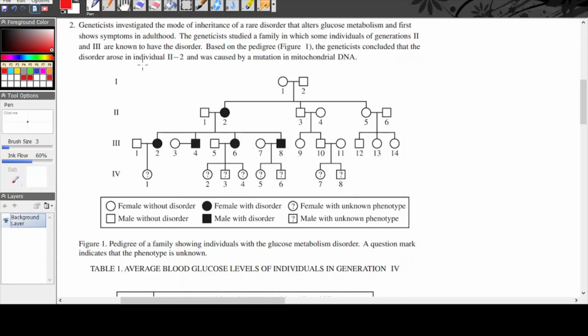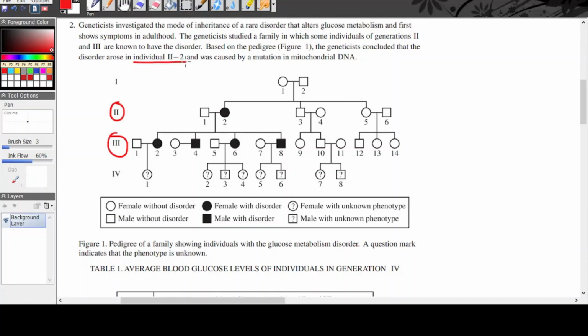Moving on to question 2. It says, geneticists investigated the mode of inheritance of a rare disorder that alters glucose metabolism and first shows symptoms in adulthood. The geneticists studied a family in which some individuals of generations 2 and 3, which are these, are known to have the disorder. Based on the pedigree, figure 1, the geneticists concluded that the disorder arose in individual 2 of generation 2 and was caused by a mutation in mitochondrial DNA.